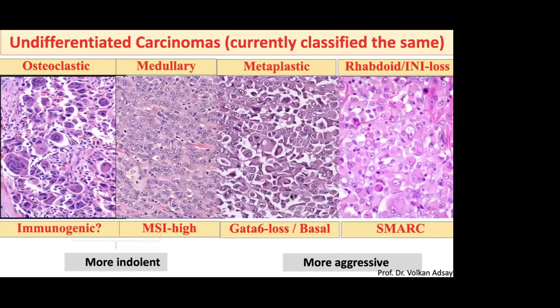And besides these assays, where else do we routinely use immunohistochemistry in our practice? As Dr. Asay mentioned in his lecture, we can classify undifferentiated tumors as shown in the table. Some of them are immunogenic, and the MSI-high group is more responsive to immunotherapy, while the metaplastic and rhabdoid types are more aggressive, and the rhabdoid types are associated with the SMARC family.